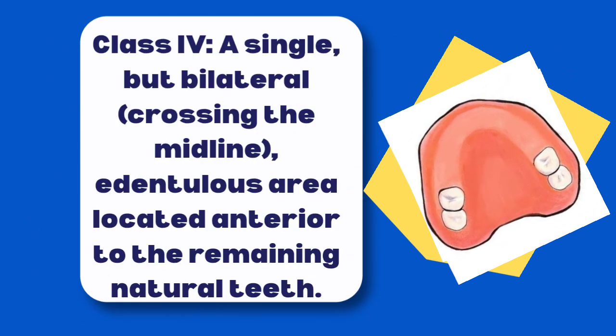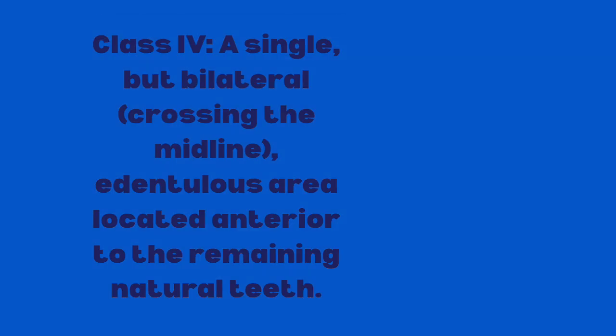Class 4 is a single but bilateral edentulous area that crosses the midline, located anterior to the remaining natural teeth. This means there are missing teeth on both sides of the arch located towards the front. An example would be missing incisors on both sides of the upper or lower jaw.